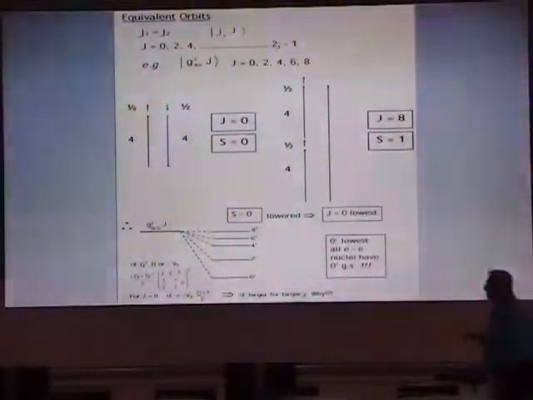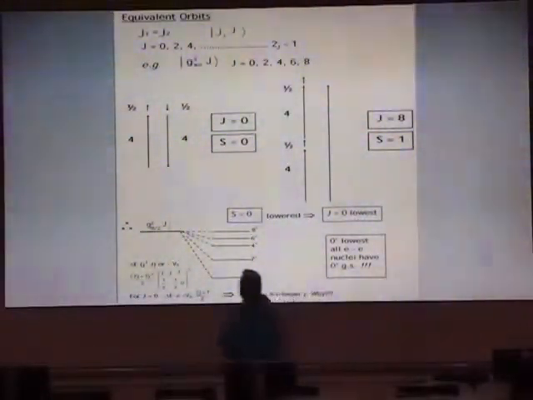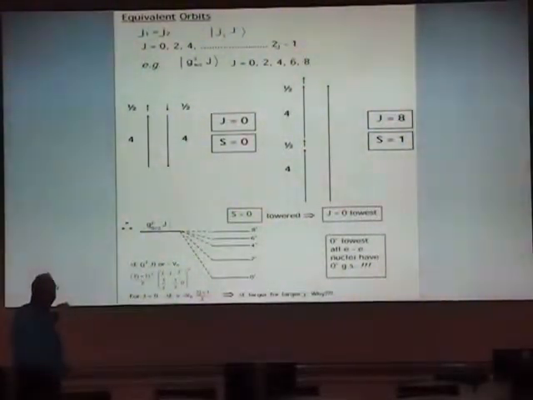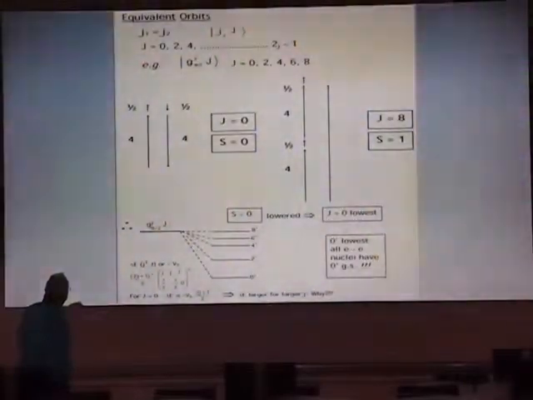I can have two cases. I can have S equals 0, which means I have a G9 halves orbit, L equals 4. So I can have orbital angular momentum 4 and a half like this, and then orbital angular momentum 4 and a half like this. That's S equals 0. Clearly this gives a total angular momentum J equals 0.